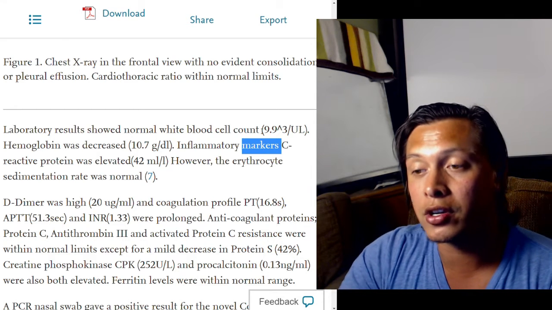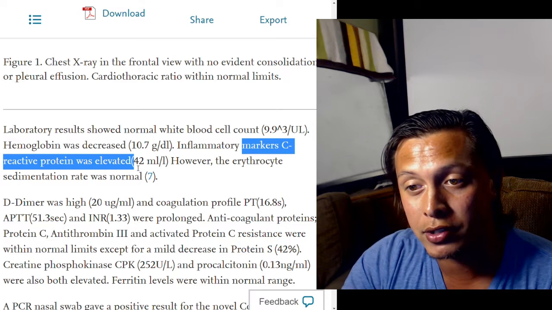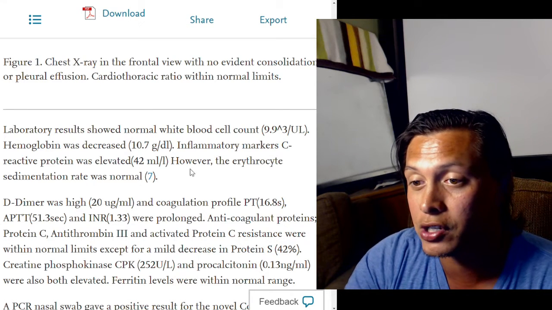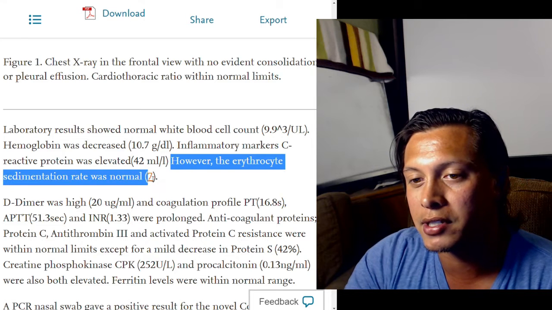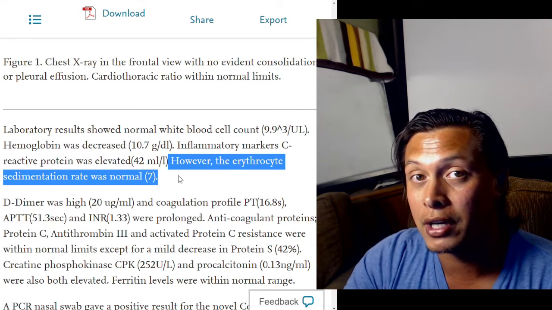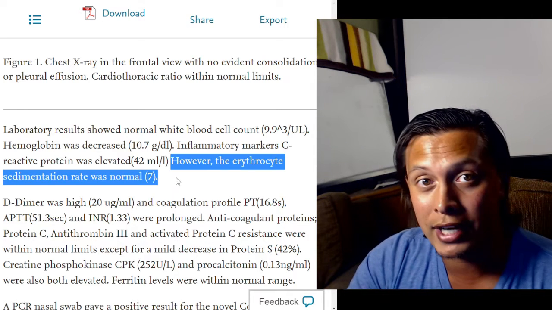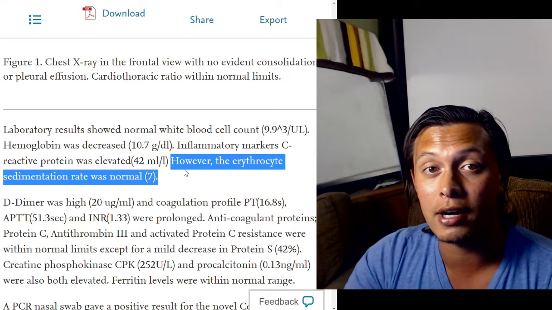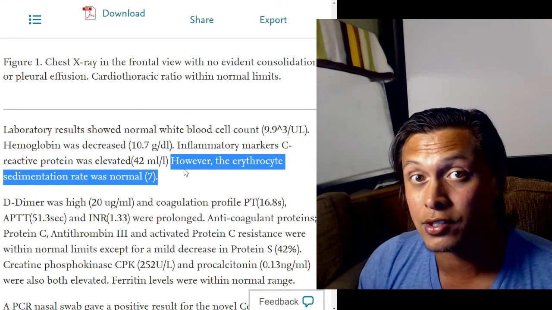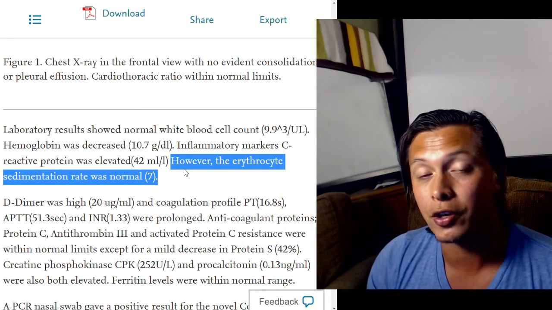And so there are some markers for inflammation. The marker C-reactive protein was elevated, so that would tell a doctor that you probably have some inflammation in you. However, the erythrocyte sedimentation rate was normal, which would indicate that there's no inflammation happening within you. So these biomarkers are great, but they're not perfect. They're not all-encompassing. There could be some special cases where biomarker tests might contradict each other.